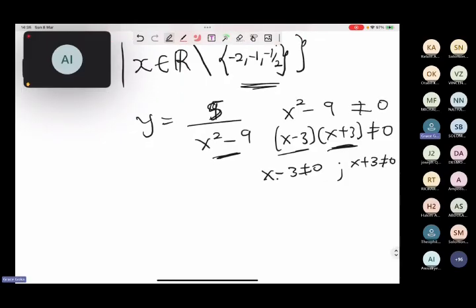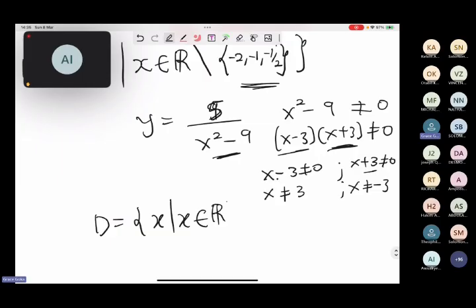Then here, x must not be equal to 3. And here, x must not be equal to negative 3. So there are two numbers. So the domain will be x such that x is in all real numbers minus negative 3 and 3. Or did you get something different?